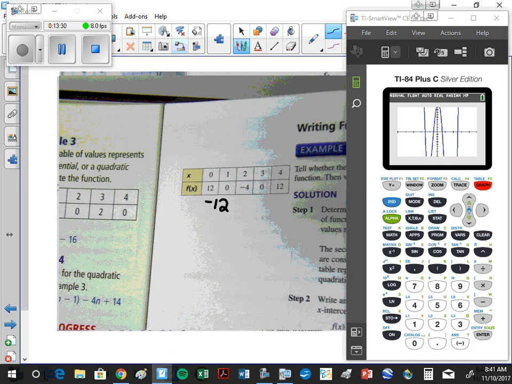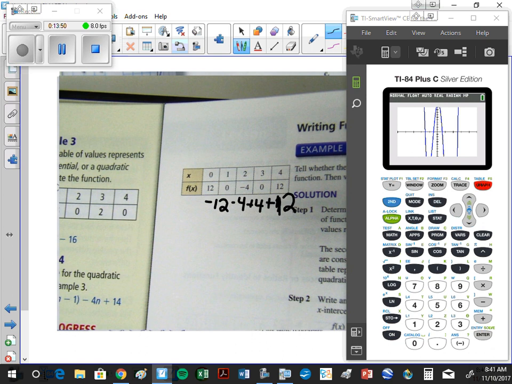And how do we get from 0 to negative 4? Subtract 4. And how do we get from negative 4 to 0? Add 4. And how do we get from 0 to 12? Add 12. Now this is obviously not linear.